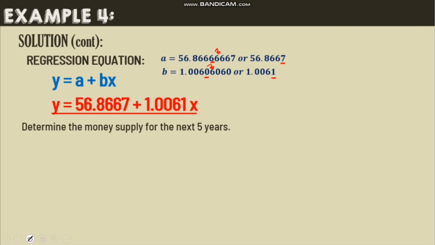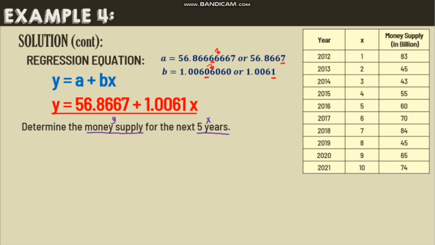Okay? So, ang sabi dun sa question, determine the money supply for the next 5 years. So, yung money supply, yan po yung ating y. Then, 5 years, yan po yung ating x. Okay? So, ang sabi dito, for the next 5 years. So, ibig sabihin, hindi po x equals to 5 yan, kasi next 5 years eh. So, ibig sabihin, dagdagan natin to ng 5 years. So, kumbaga, ang tinatanong dyan ay yung pang 2022, 2023, 2024, 2025, 2026. So, ito po yung tinatanong for the next 5 years. 1, 2, 3, 4, 5. So, we have 11, 12, 13, 14, 15. So, ibig sabihin, ang x po natin dito ay 15.